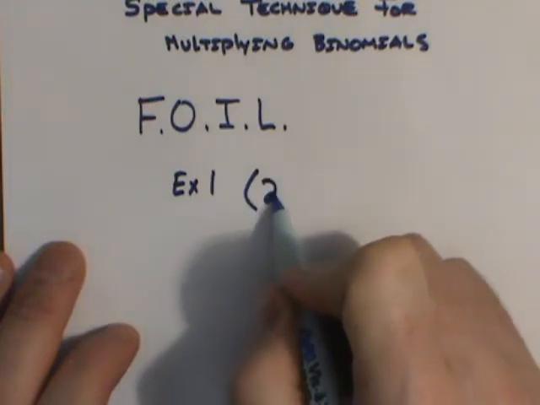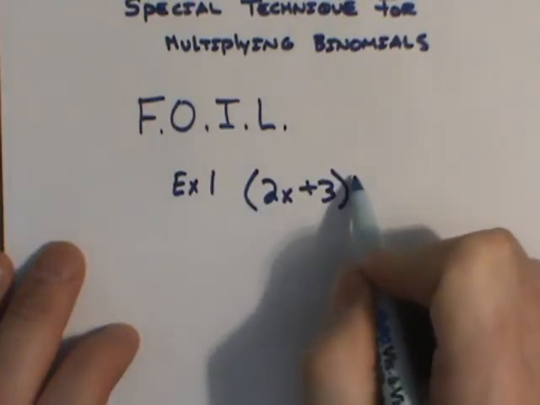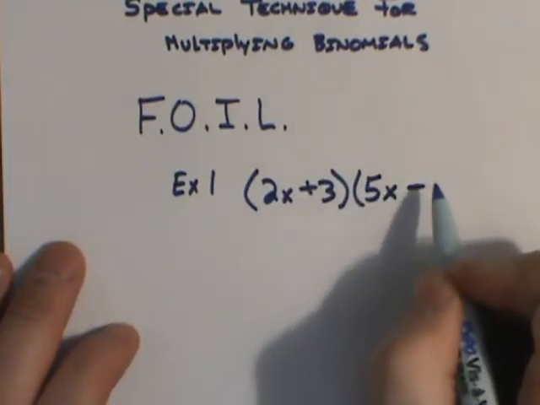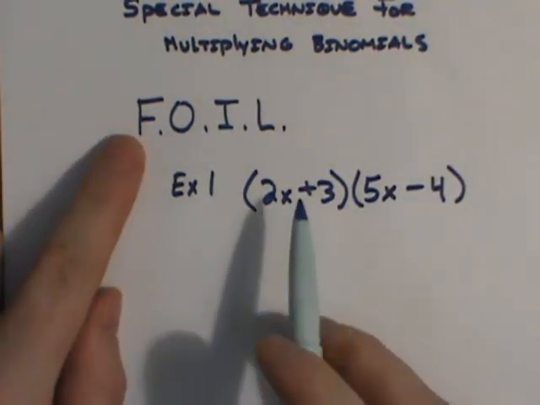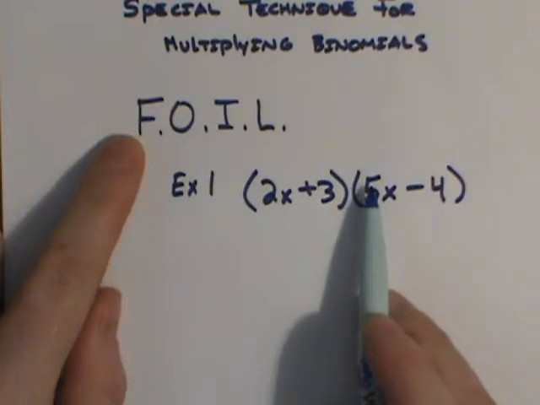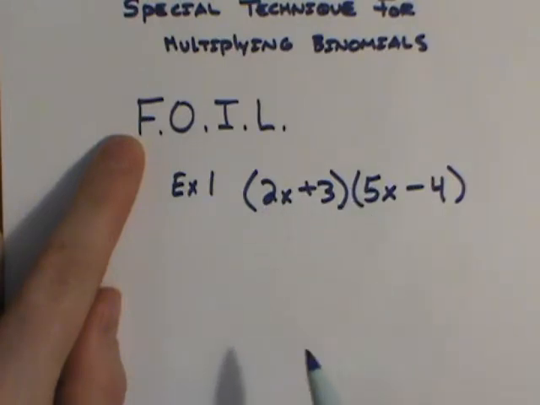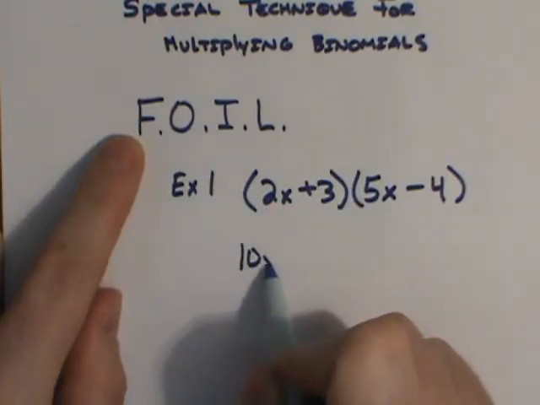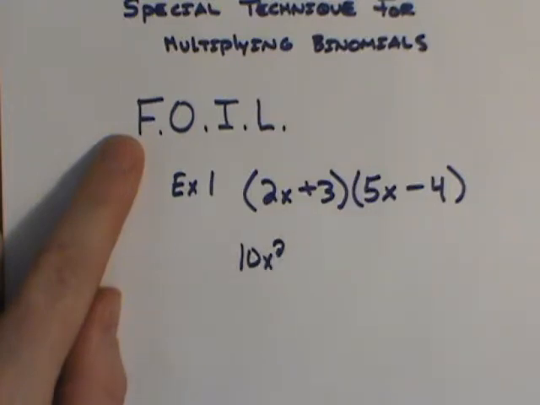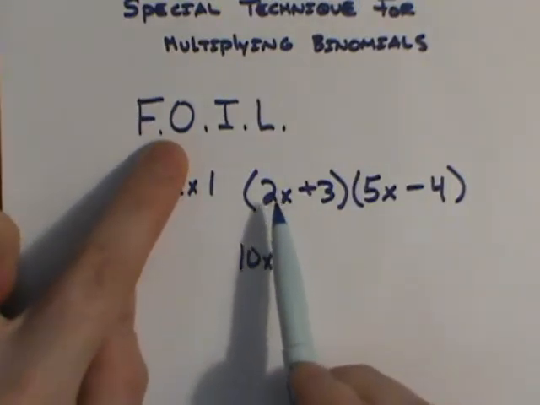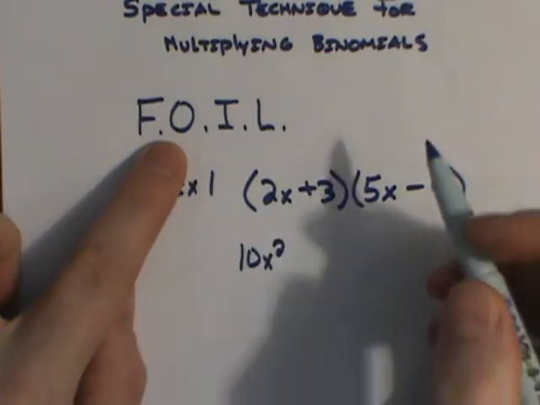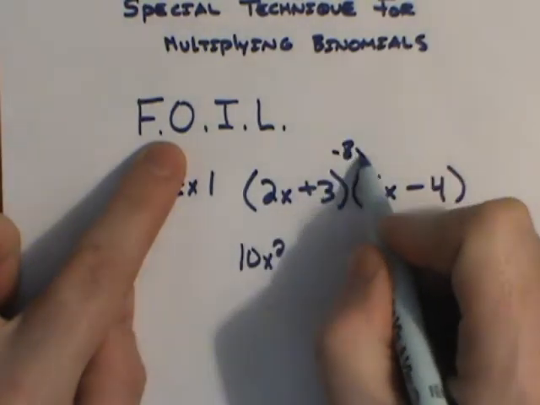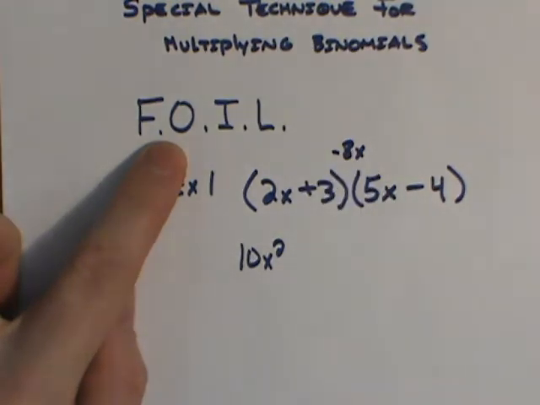If I had 2x plus 3 times 5x minus 4, the F in FOIL says take the first term with the first term. So 2x times 5x would be 10x squared. And then the O would be the outer terms. 2x times negative 4 would be negative 8x. I like to put them right up there.